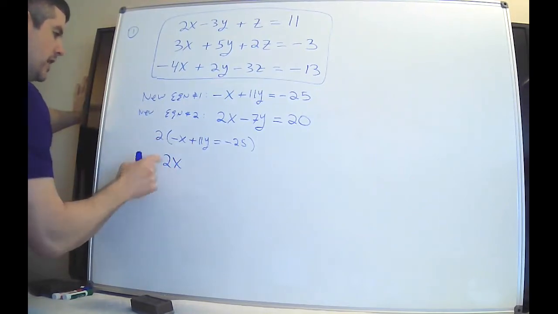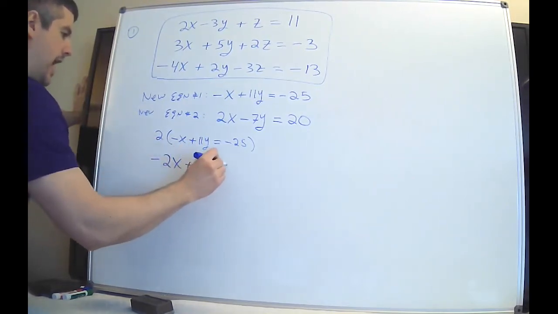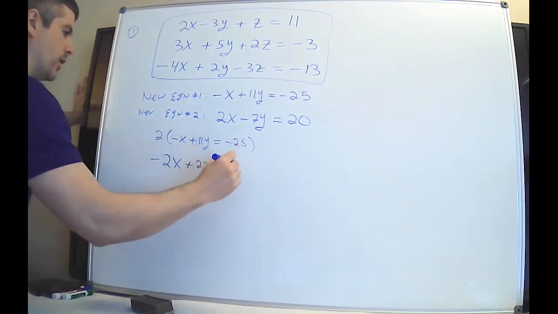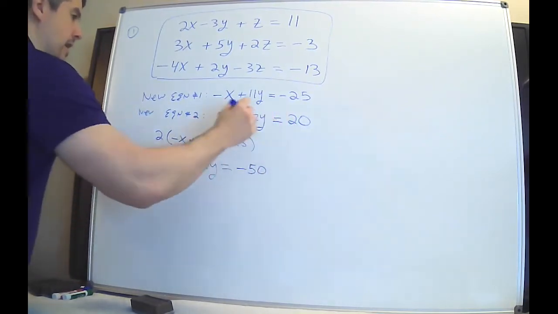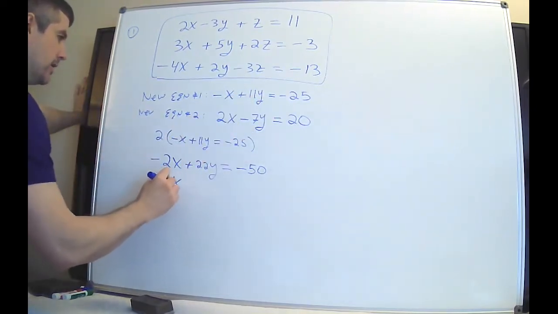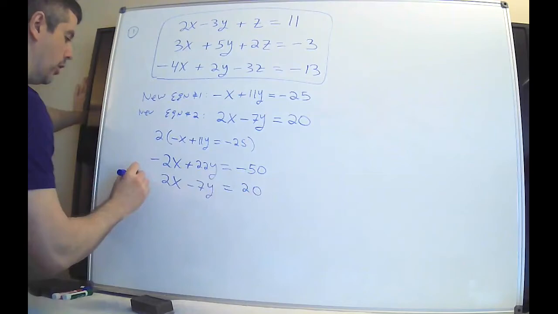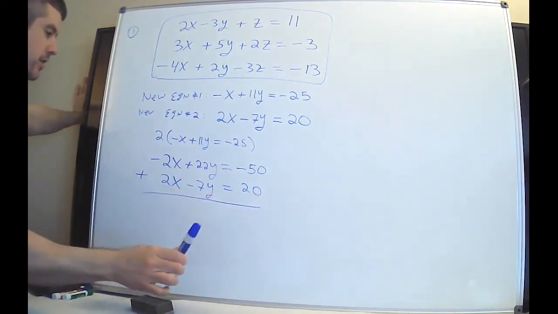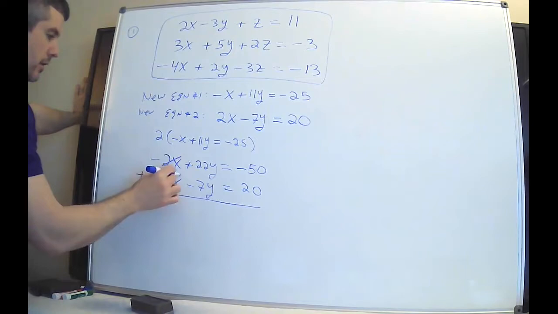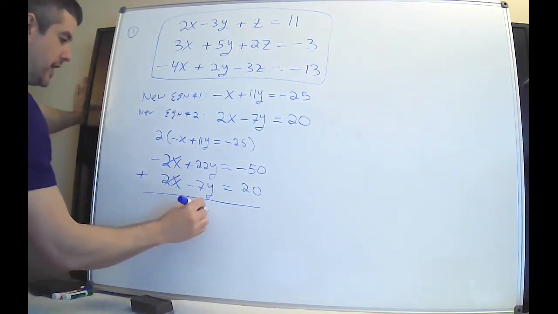2 times -1 is -2. 2 times 11 is 22. And 2 times -25 is -50. Be very careful with the signs. Now use equation number 2 underneath it. You see, this works out beautifully. This is the whole point. Remember, you're adding: elimination by addition. -2 plus 2, goodbye. 22 minus 7 is 15, positive 15.